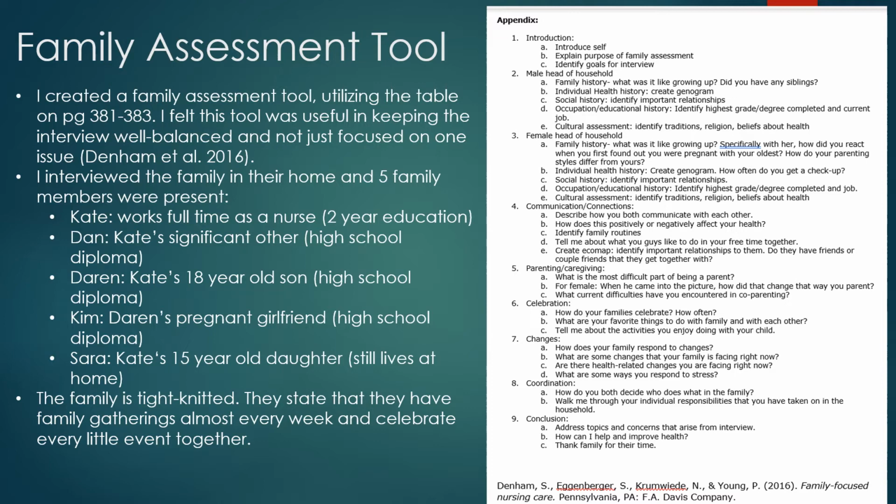Kate works full time as a nurse and has a 2-year education. Dan, Kate's significant other, has a high school diploma and works 40 hours. Darren is Kate's 18-year-old son and has a high school diploma. Kim is Darren's pregnant girlfriend, and she also has a high school diploma. Kate's 15-year-old daughter still lives at home, and she is going to school and is in art and music.